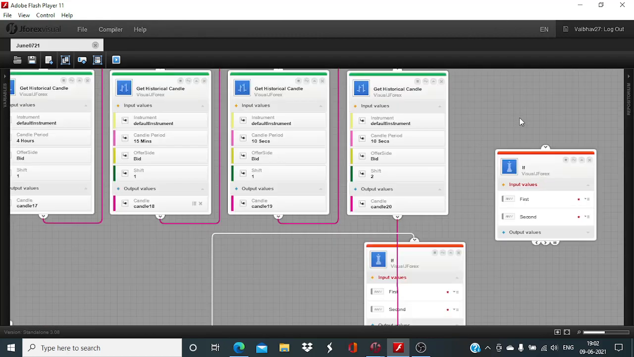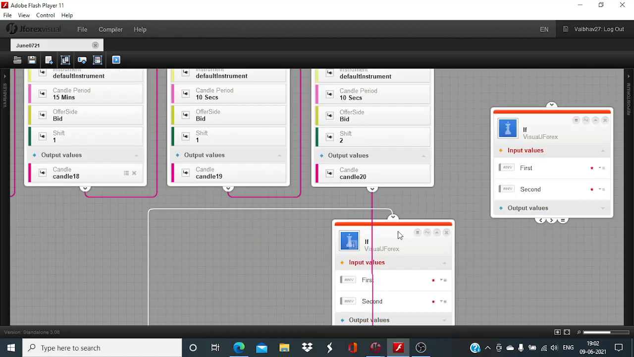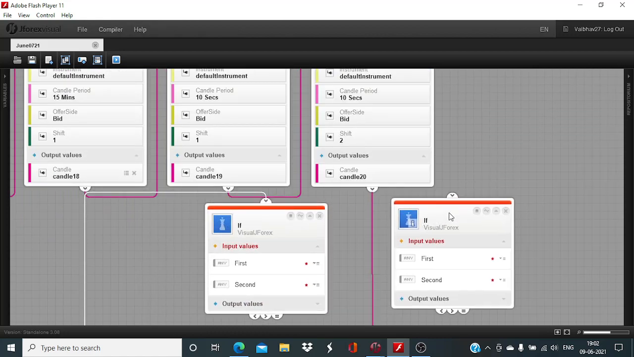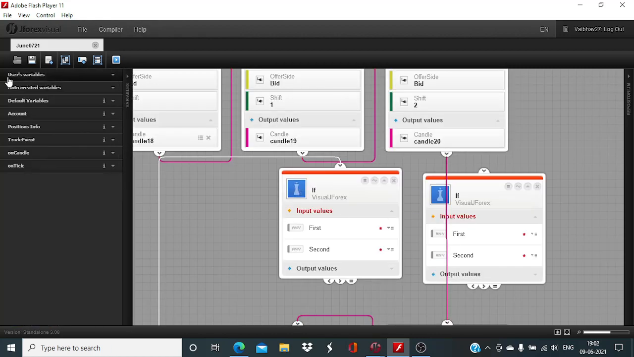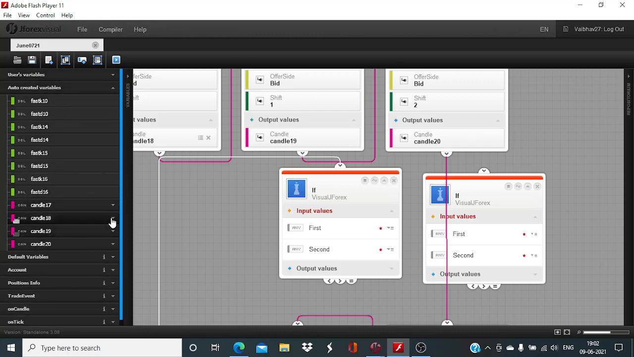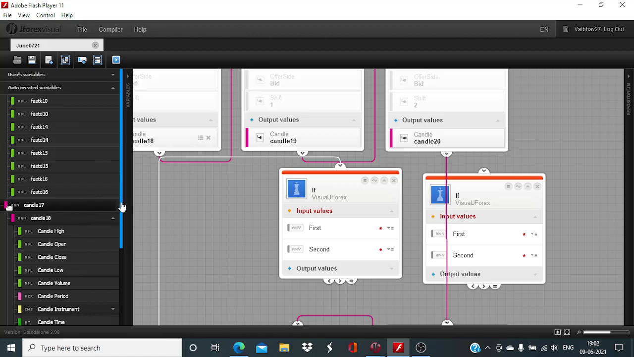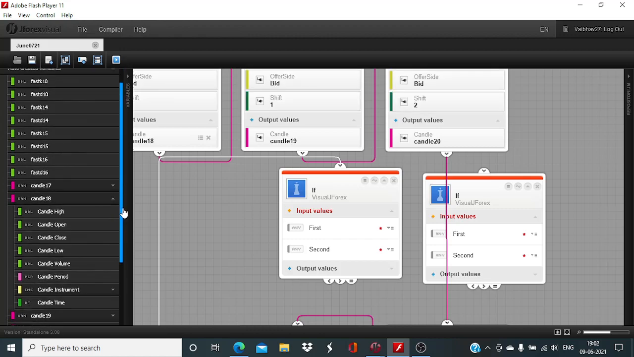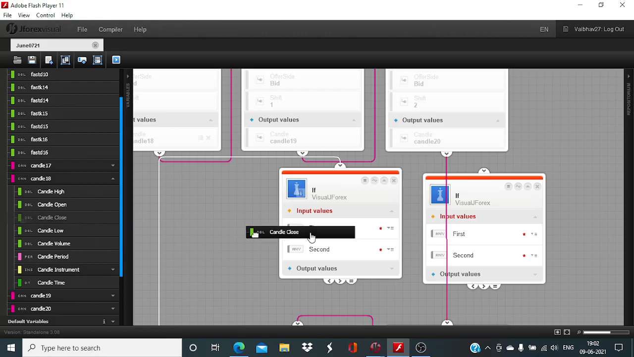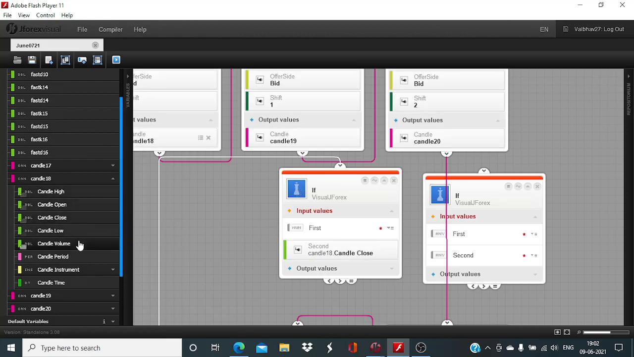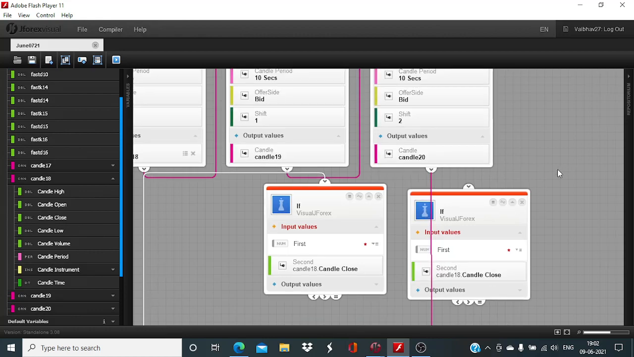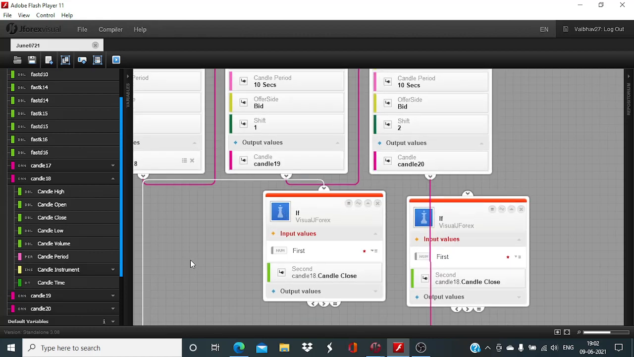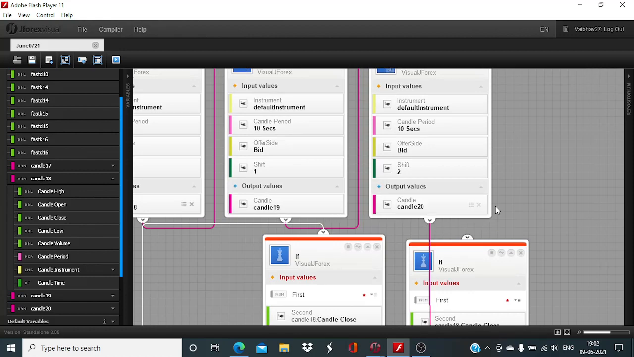All right, now it's the turn of comparing candle closing values. So we take the auto created variable candle 18 candle close. This value needs to be put in both of these blocks, and compared with this candle 19 and candle 20 close.